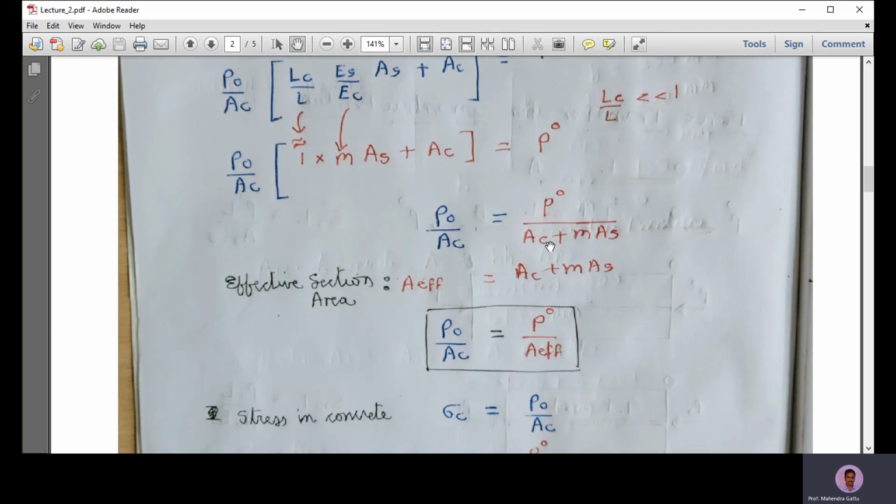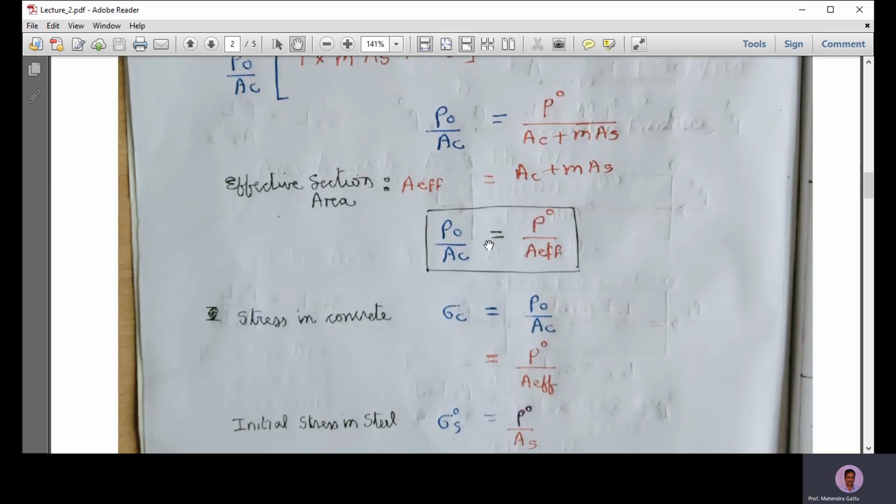So here we'll introduce a new term called the effective area. A effective is AC plus M times AS. If you introduce this effective area concept, then the equation will be P naught by AC is equal to P superscript O by A effective. So we have the relation now between the stress in the hydraulic jack force P naught and the force which is in the concrete after transfer of force has taken place, that is P subscript O. So P subscript O by area of concrete is equal to P superscript O by effective area.